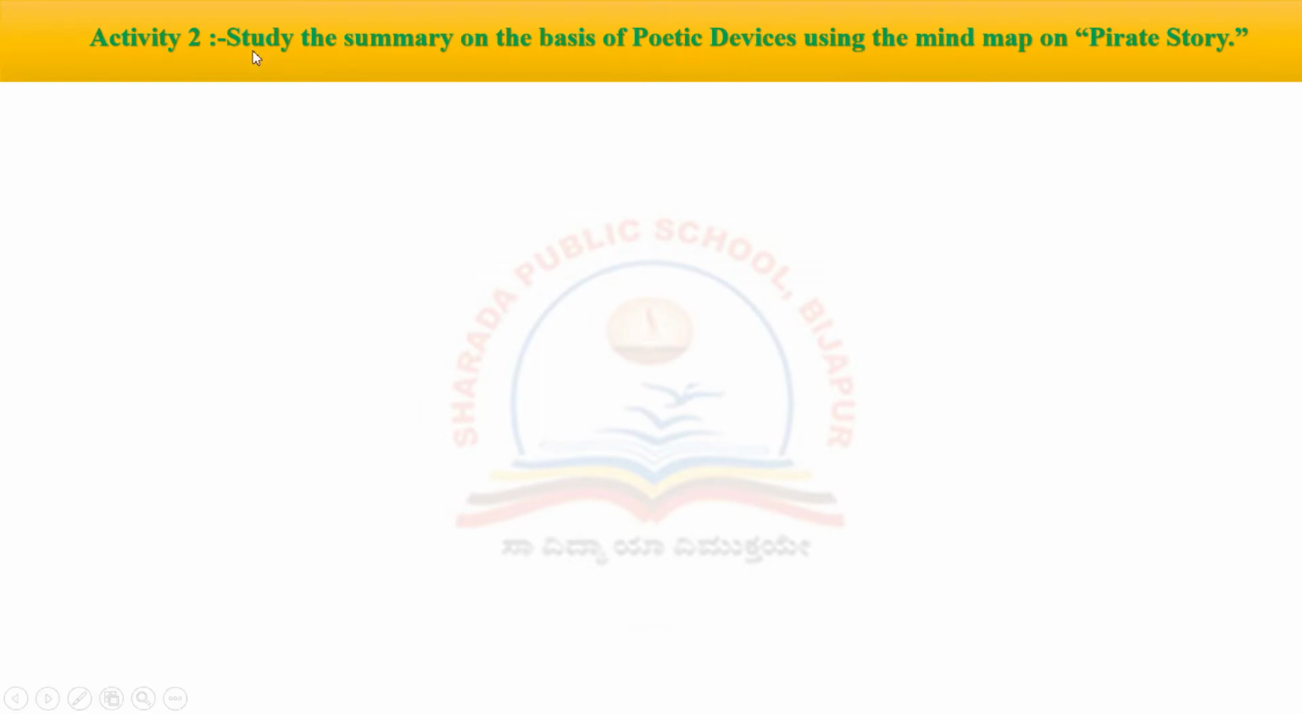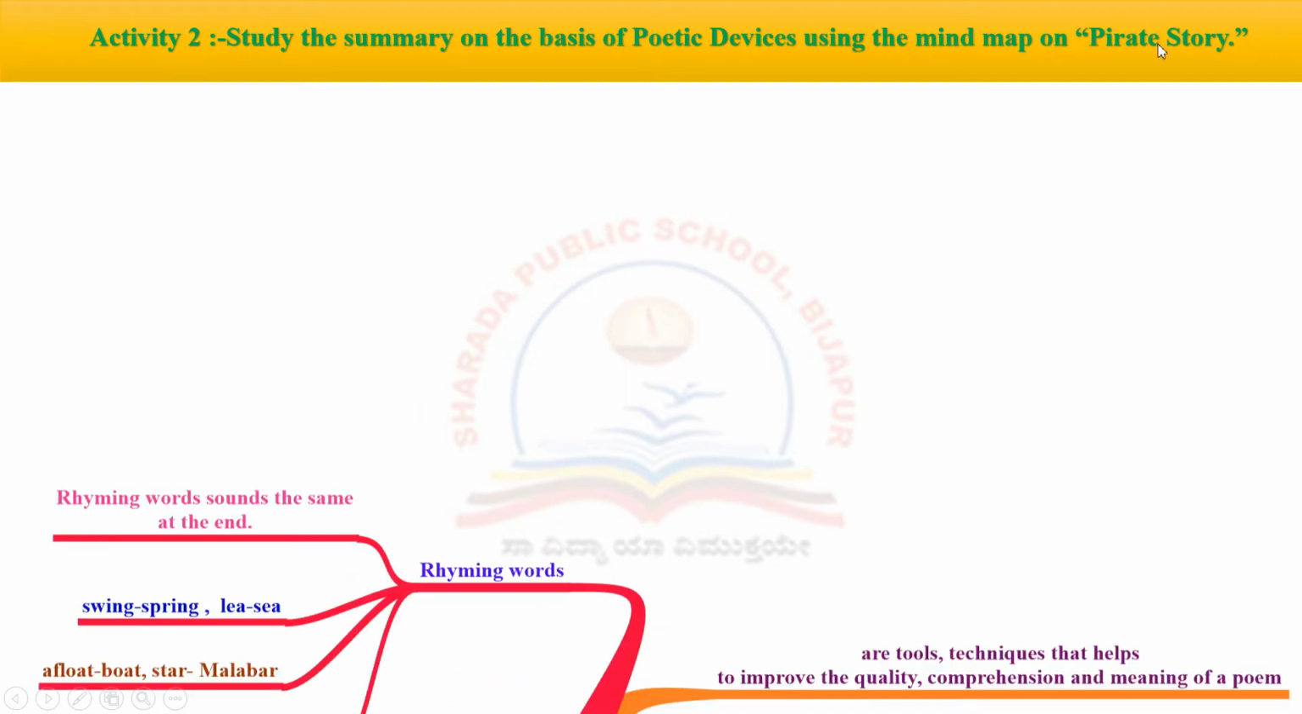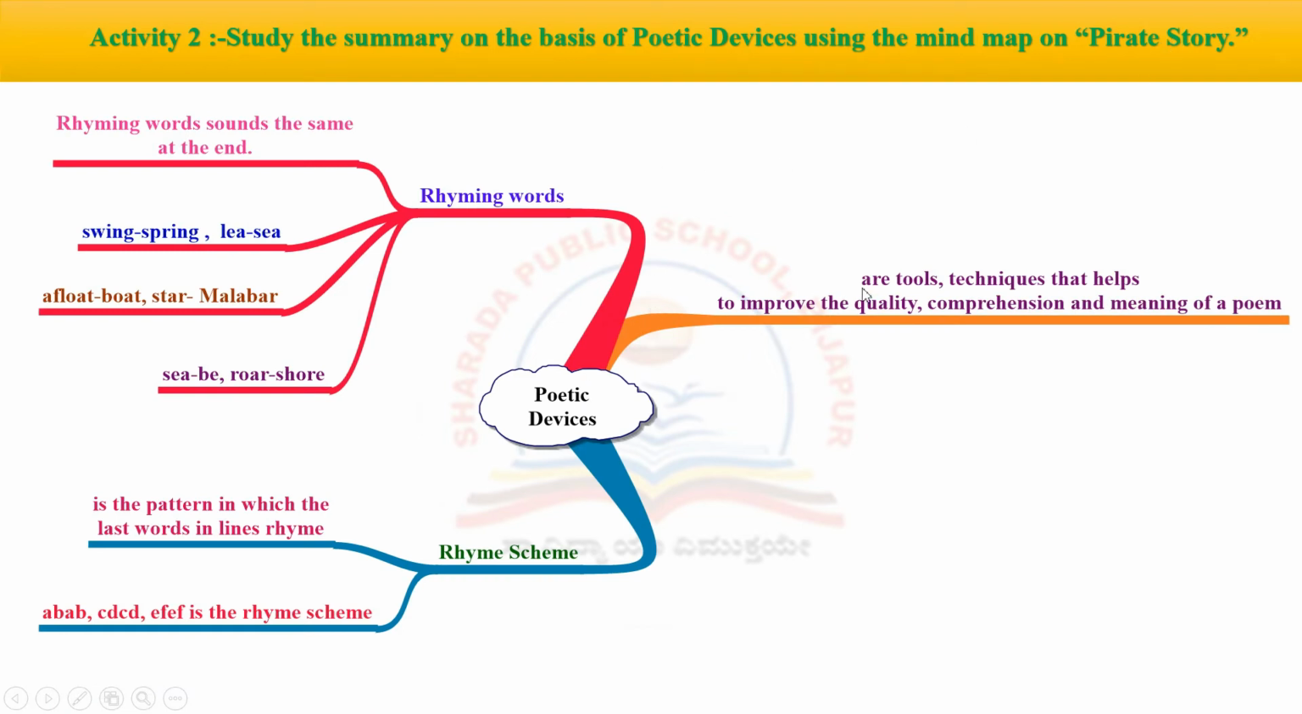Activity 2. Study the summary on the basis of the poetic devices using the mind map on Pirate Story. Poetic devices are tools and techniques that help to improve the quality, comprehension and meaning of a poem. Rhyming words sound the same at the end. Swing, spring, lee, sea. Afloat, boat, star, Malabar. Sea, bee, road, shore. These are the rhyming words of the poem.